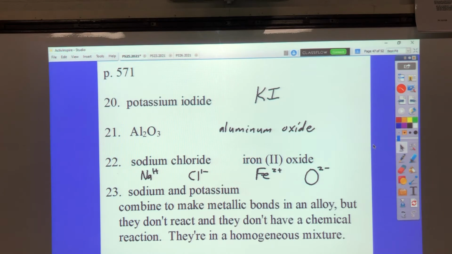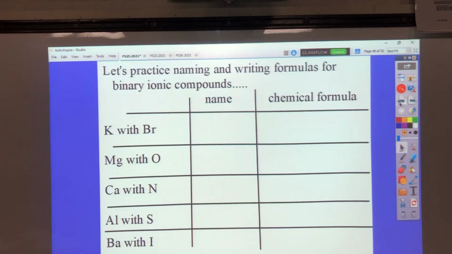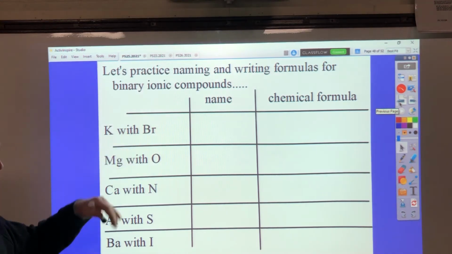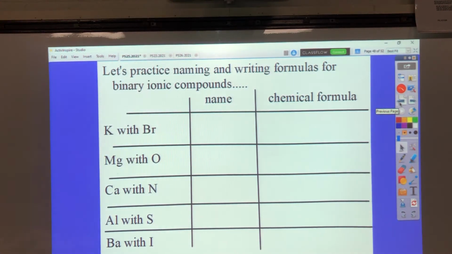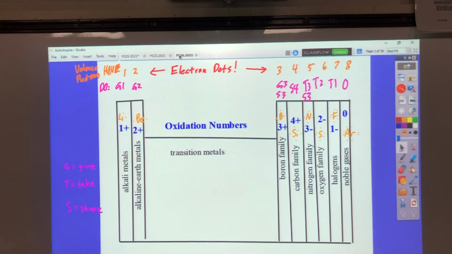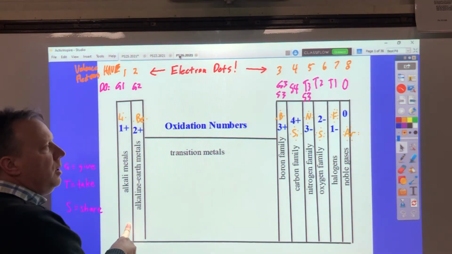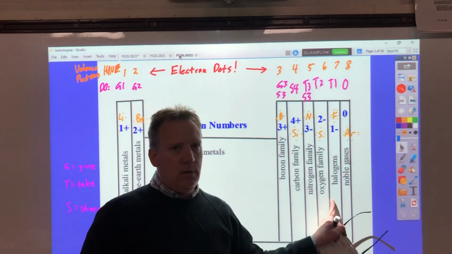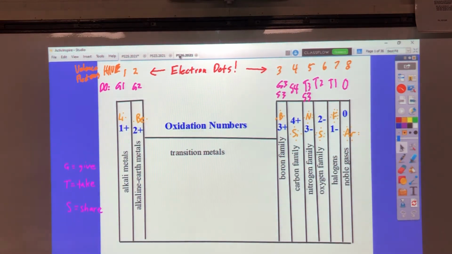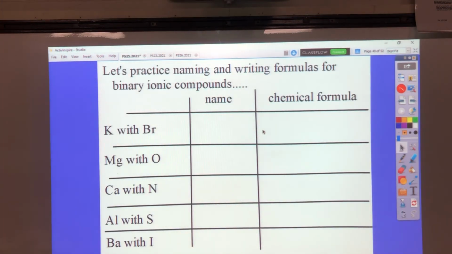Okay, you can't do number 24 right now because it's about polyatomic ions. So let's go practice naming some binaries. What do you get if you put K with Br? And I want this as part of your assignment. Well, K's here in the give one column. Br's here in the take one. What do you get? What's the name? And what's the chemical formula?